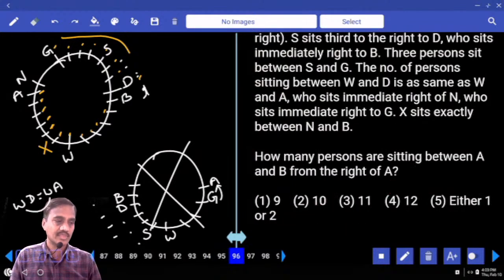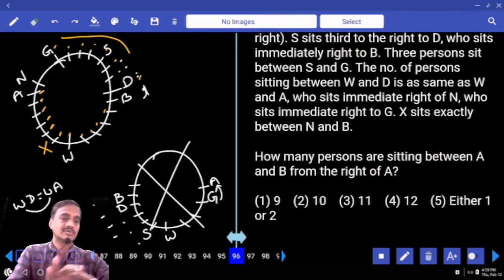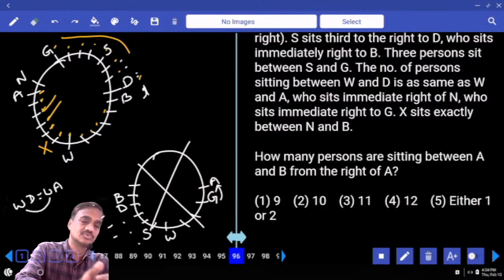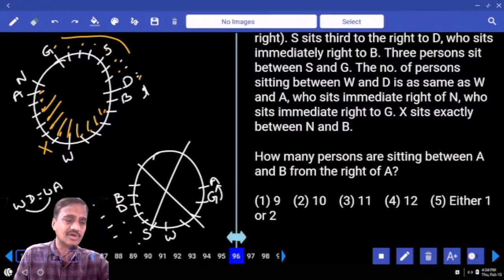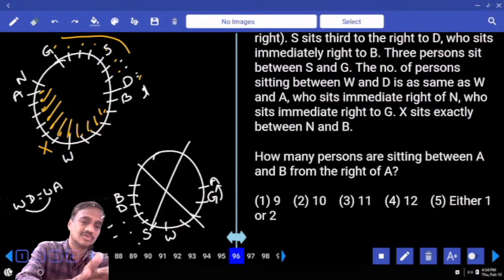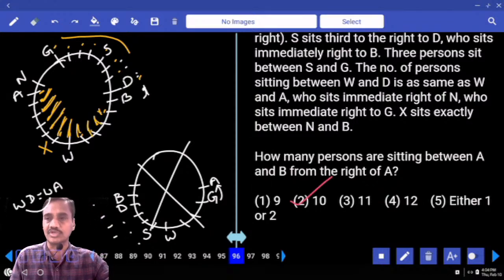And next one, 96. And in this 96, how many persons are sitting between A and B from the right of A? Right of A, in between A and B, how many persons are there? A ki B ki madhi entha mandi unnaru? 10 persons. And A and B, starting from here, 1, 2, 3, 4, 5, 6, 7, 8, 9, 9 persons. Isn't it? How many persons in between A and B from the right of A? Right of A, 10 persons. Count them, 1, 2, 3, 4, 5, 6, 7, 8, 9, 10. And there are 10 persons in between these two, choice 2.